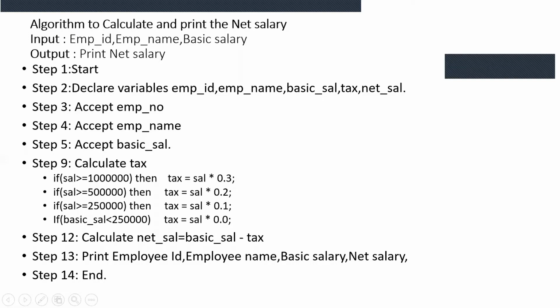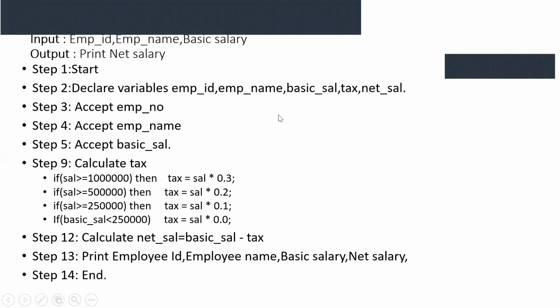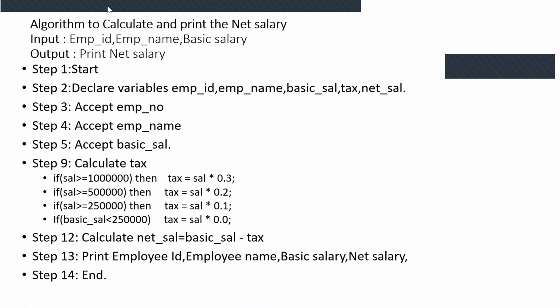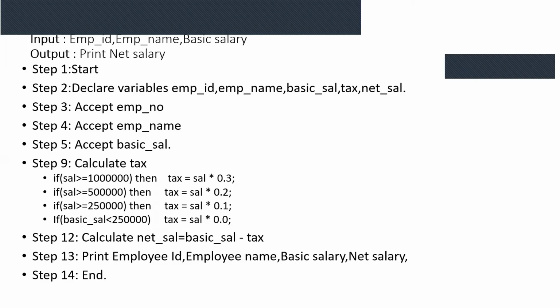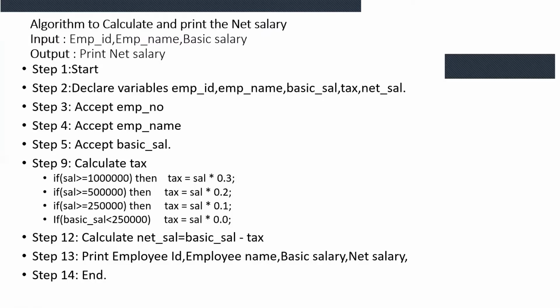So this algorithm can be used. We will be naming the algorithm, that is, in order to calculate and print the net salary. What is the input we are expecting? We are expecting the employee ID, employee name, and the basic salary. If you are given this input, I will be able to give this output. What is our output? To print the net salary.